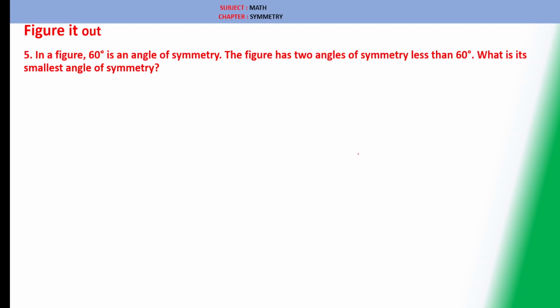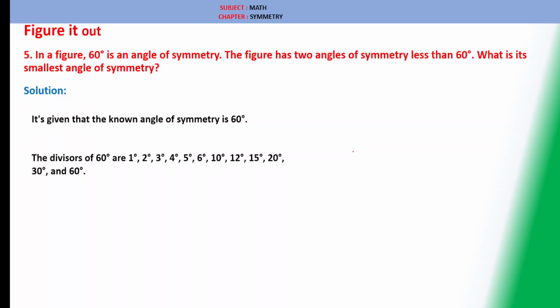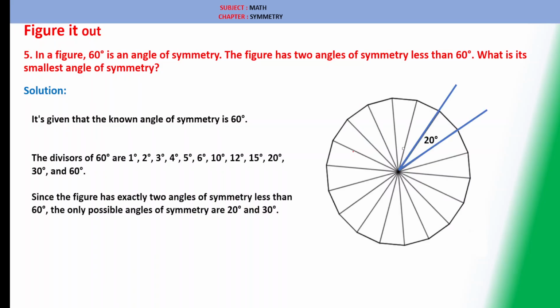Question number 5. In a figure, 60 degrees is an angle of symmetry. The figure has two angles of symmetry less than 60 degrees. What is its smallest angle of symmetry? Solution. It's given that a known angle of symmetry is 60 degrees. So the divisors of 60 are 1, 2, 3, 4, 5, 6, 10, 12, 15, 20, 30 and 60. Since the figure has exactly two angles of symmetry less than 60 degrees, the only possible angles of symmetry are 20 degrees and 30.